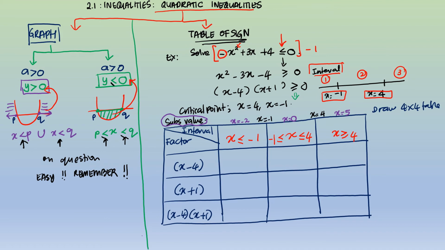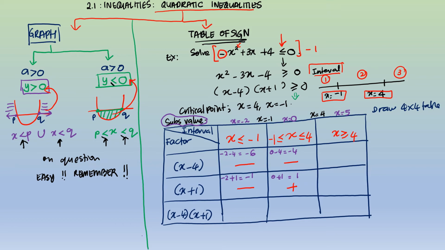So it will be -2 minus 4, we get -6. So you will write here the sign, which will be negative. Follow here: -2 plus 1. We substitute in the second factor, so we get -1. So here our sign will be negative. Follow to the second value, x equal to 0. 0 minus 4 is -4. How about here? 0 plus 1 is 1. So our sign here will be negative, and our sign here will be positive.